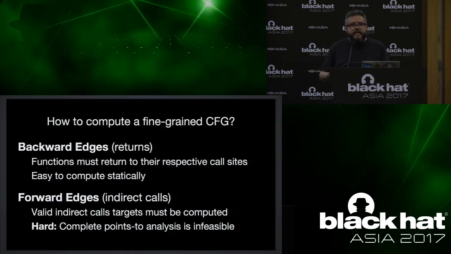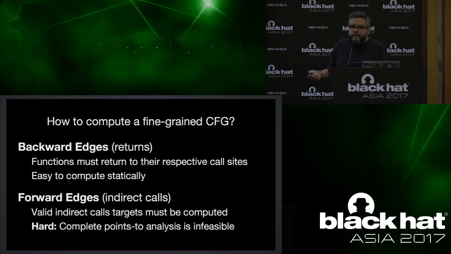Okay, so how exactly do we compute a control flow graph? We have basically two major problems to solve. The first problem is the backward edges, which means return instructions. We need to know the places to which a return instruction can return. This is kind of easy to compute, because all you have to do is take a look at the final binary. If you have a function A that calls a function B, you know that function B must return to function A whenever it returns. So it's kind of easy. It's already a solved problem.